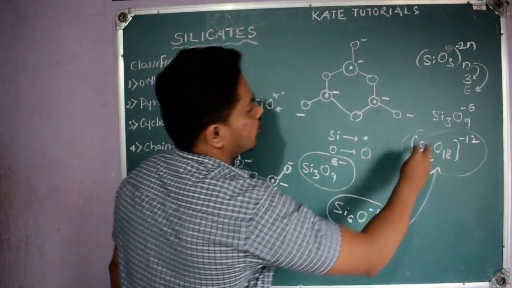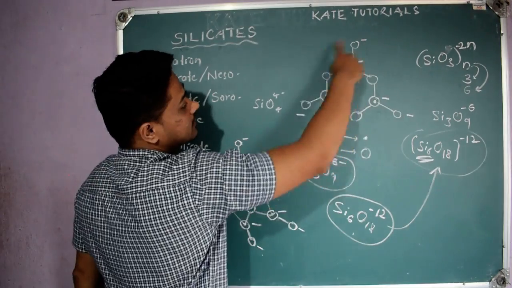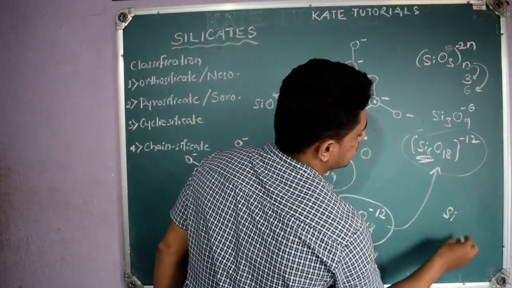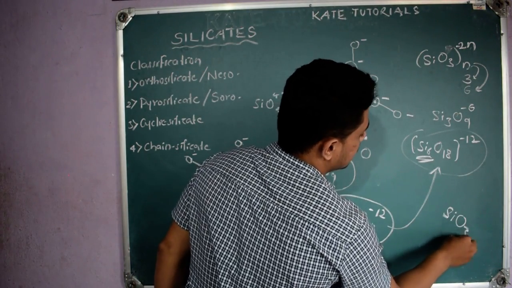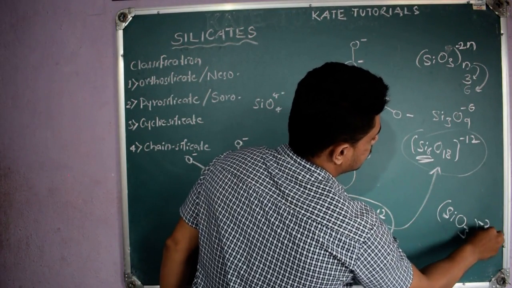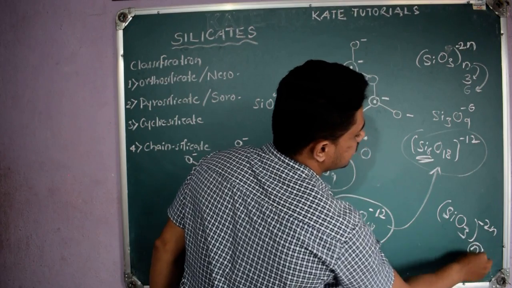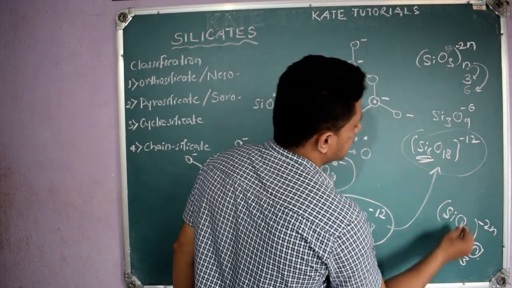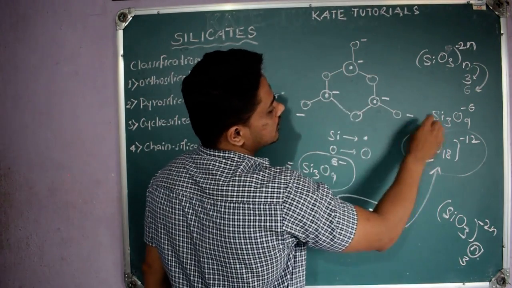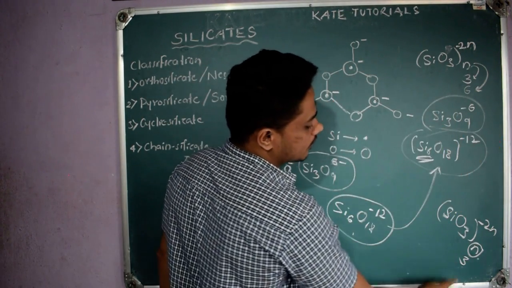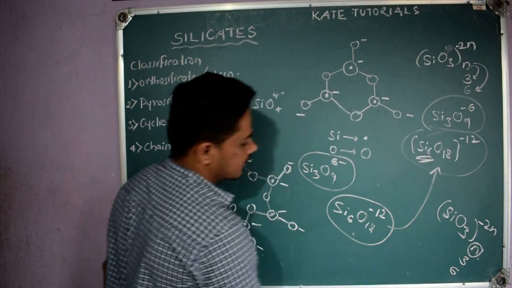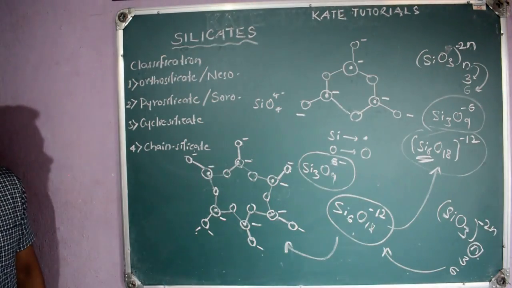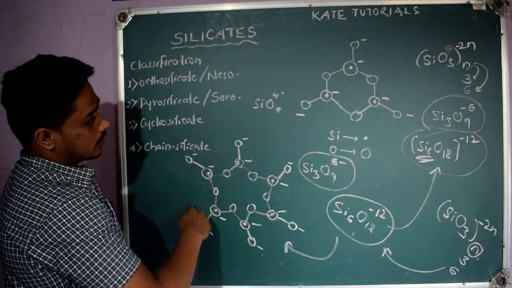So the general formula for this ring also is SiO3 minus 2n, where n represents the number of silicons. If the number of silicons is 3, I will get this structure and the formula will be like this. If the number of silicons is 6, then I will get this formula and the structure will be like this. You should know this. And I have not completed the structure.